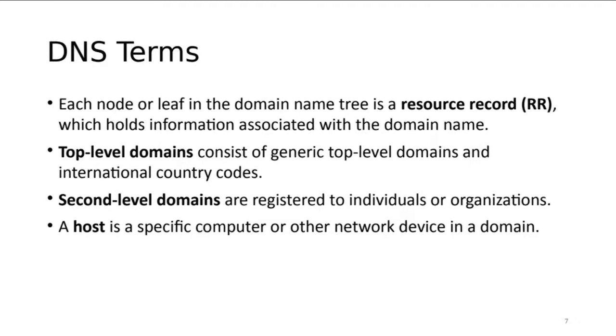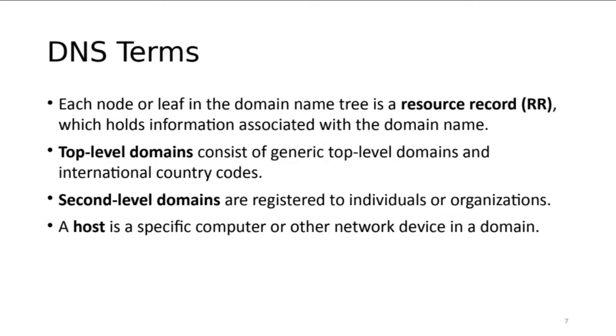Now, we just mentioned some of the terminologies or terms used for DNS. Each node or leaf in the domain name is called a resource record, or RR. The RR holds information associated with the domain name.